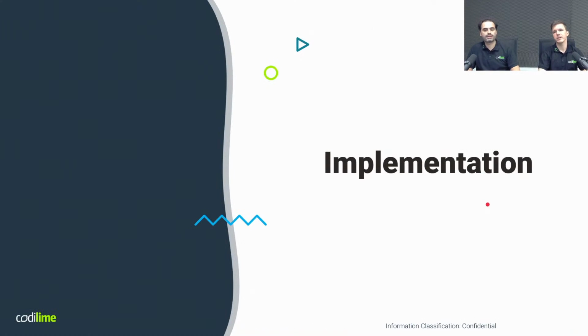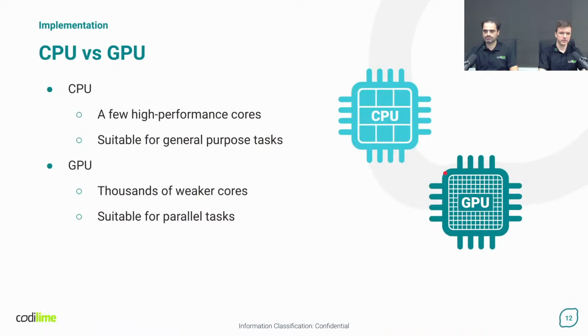Okay, thank you. So now I'll be talking about the implementation of our access control processing module on GPU. But first, a little bit about how we can program GPUs. So what are the differences between CPUs and GPUs? CPUs consist of maybe a few dozen high-performance cores. They are suitable for general and serial purpose tasks.